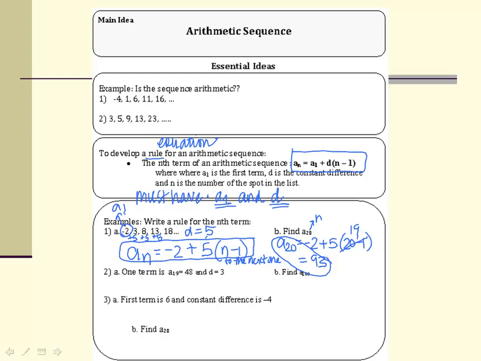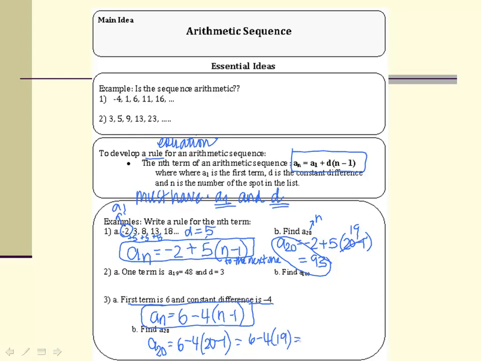I'm going to skip to number 3 a second. Number 3 says here is the first term and here is the difference. So how do I write my rule? A sub n is the first term, and because my difference is negative, I'm going to say -4 times n minus 1. Here's my rule. How do you find the 20th term? Well, plug a 20 in. 6 minus 4 times 20 minus 1 is 6 minus 4 times 19. You end up getting, where's my answer? -70. Okay, so they give you the rule, and then they go from there.